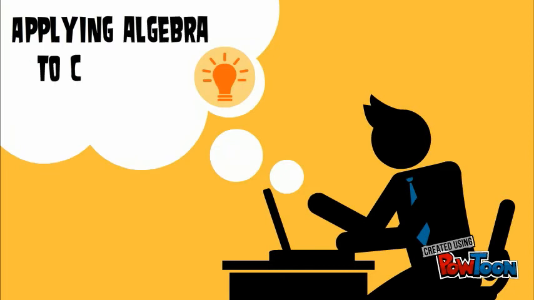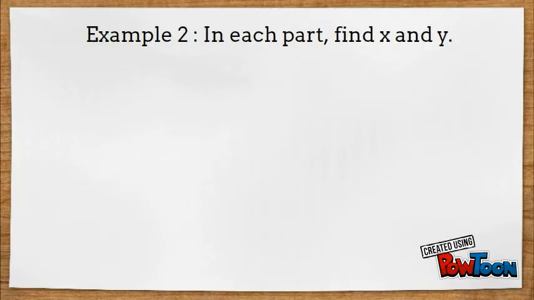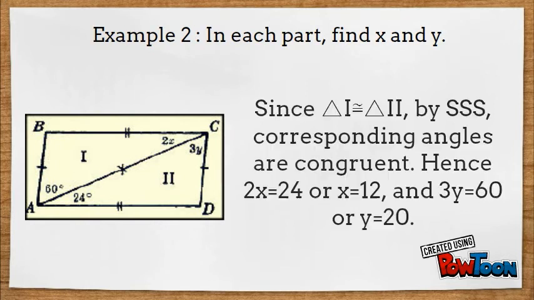Applying algebra to congruent triangles. Example 2. In each part, find x and y.